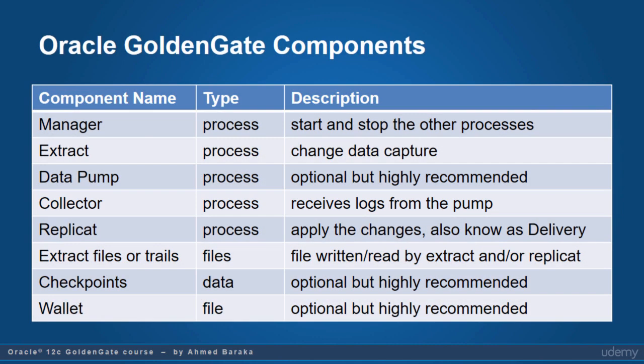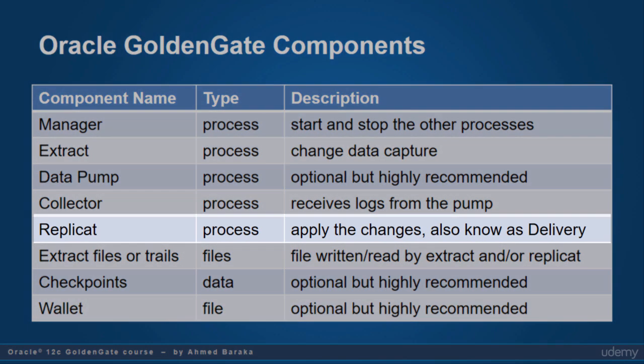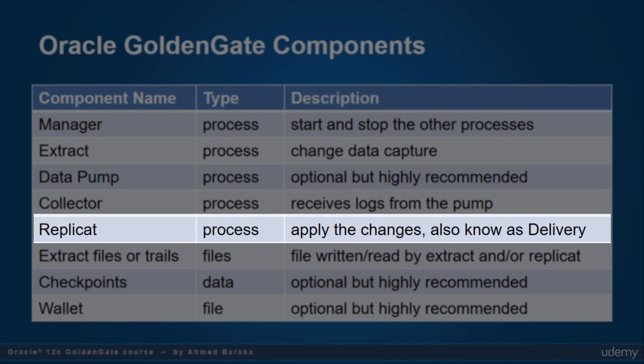We have another process that operates in the target system. That is the replicate process. This mandatory process reads from the trail and applies the transactions on the target database. Again, this process has a different name. Sometimes it's called delivery process.